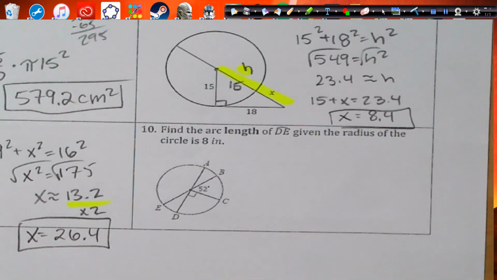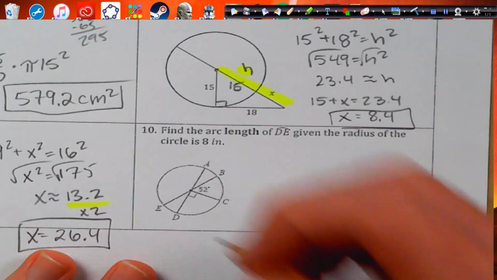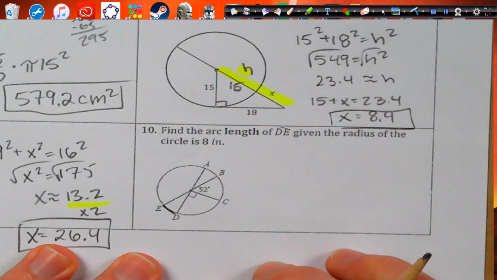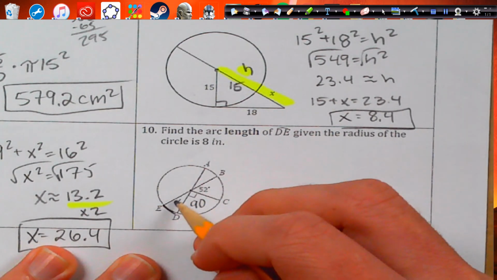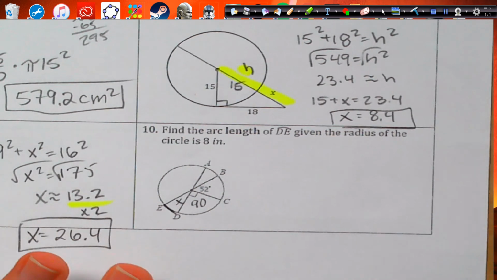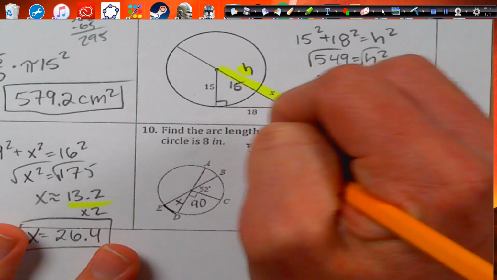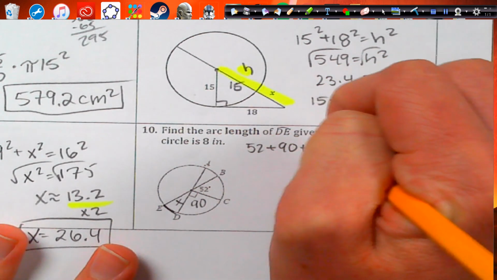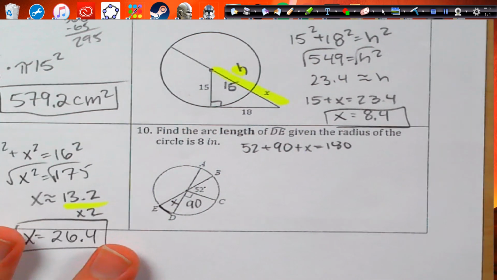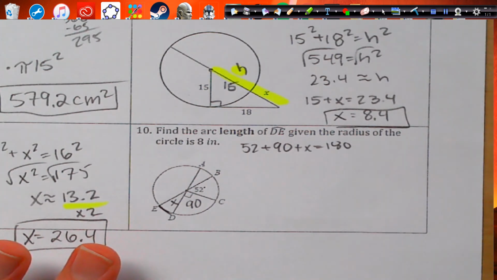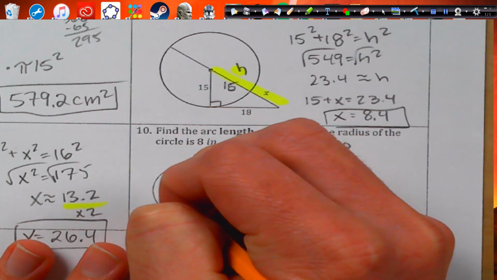Last one here, find the arc length of DE given the radius of 8. So arc length requires me to find the measure of DE first. So that's this piece right here. Well, I've got 52, I've got 90, and then I've got, I don't know. So we can just do 52 plus 90 plus x equals 180 because it's a diameter here. And so solving for that, we'll just do it quickly in my calculator. I'm going to get 38. So this is 38 degrees in here.